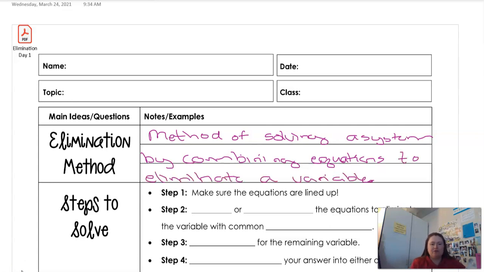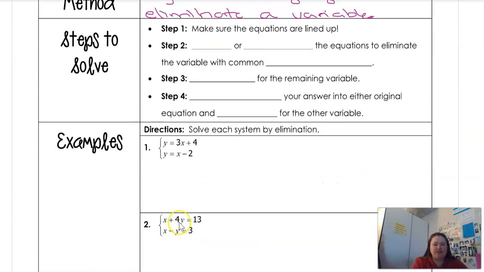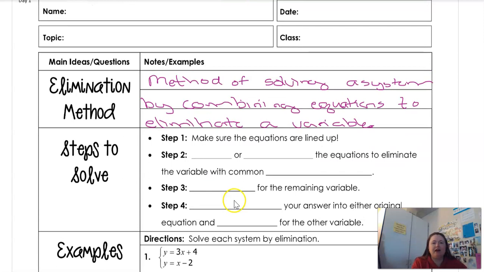All right, so step one, make sure the equations are lined up. If you look down here further on the worksheet, you can see y's are lined up above y's, x's above x's, and constants above constants. This method should remind you of adding long numbers. It's the same sort of idea: you need to have your place values lined up, you need to have your variables lined up.